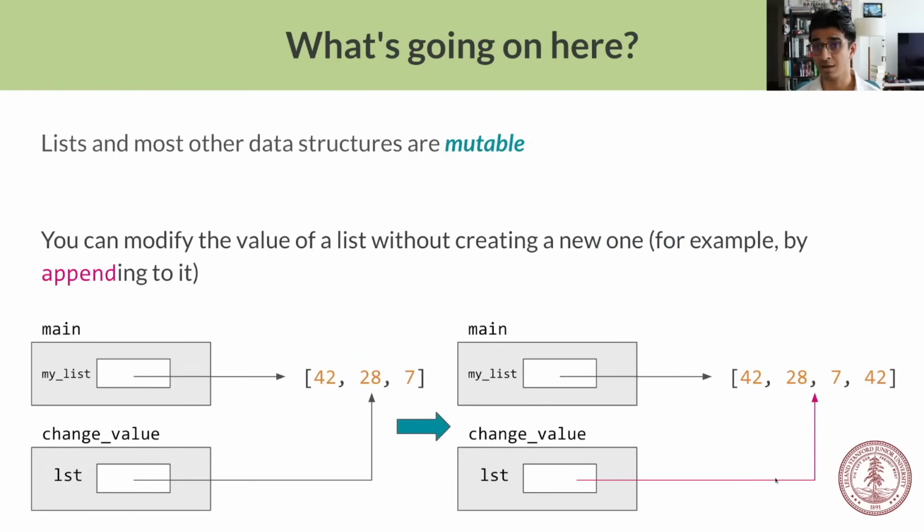On the other hand, lists and most other data structures in Python are mutable, meaning that we can make some modifications to the value without creating a new one. For example, when we appended to the list, we didn't have to create a new list to do that. We modified the same list, so that at all points throughout our program, the main function and the change value function were pointing at the same list. So when one made a modification, the other made one as well.